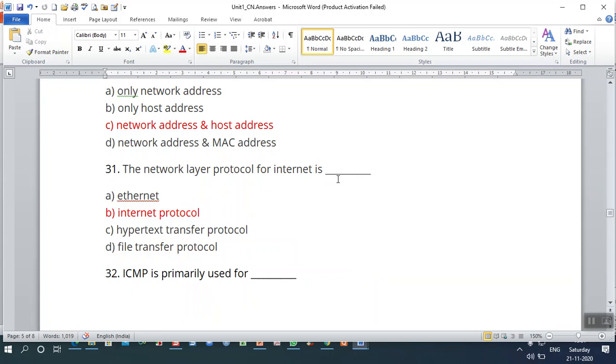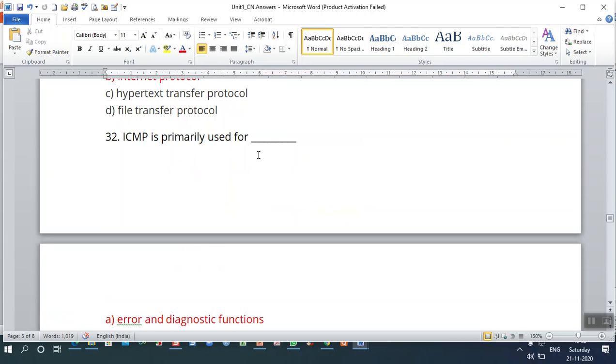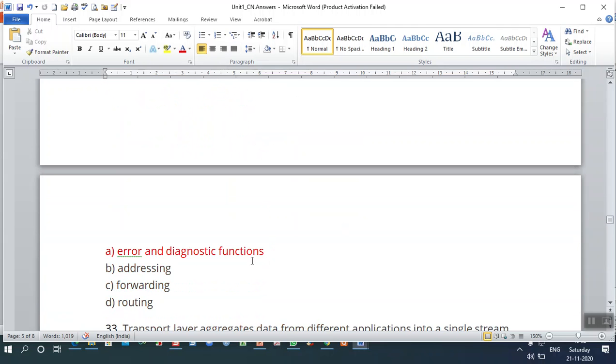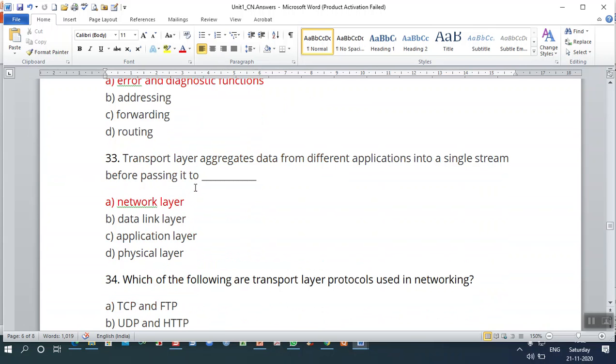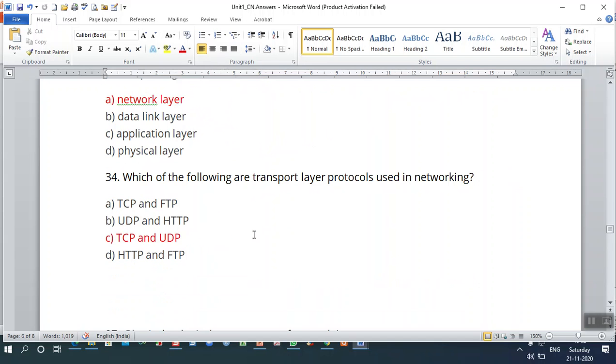So the network layer protocol for the internet is Internet Protocol, IP. Is it not? Ethernet is data link, HTTP, hypertext transfer protocol, and file transfer protocol are in which layer? Application layer protocols. ICMP is used for what purpose? Error and diagnostic functions. What is the expansion of ICMP? Internet Control Message Protocol. The transport layer aggregates data from different applications into a single stream before passing it on, handing over data to which layer? The layer below, the network layer.